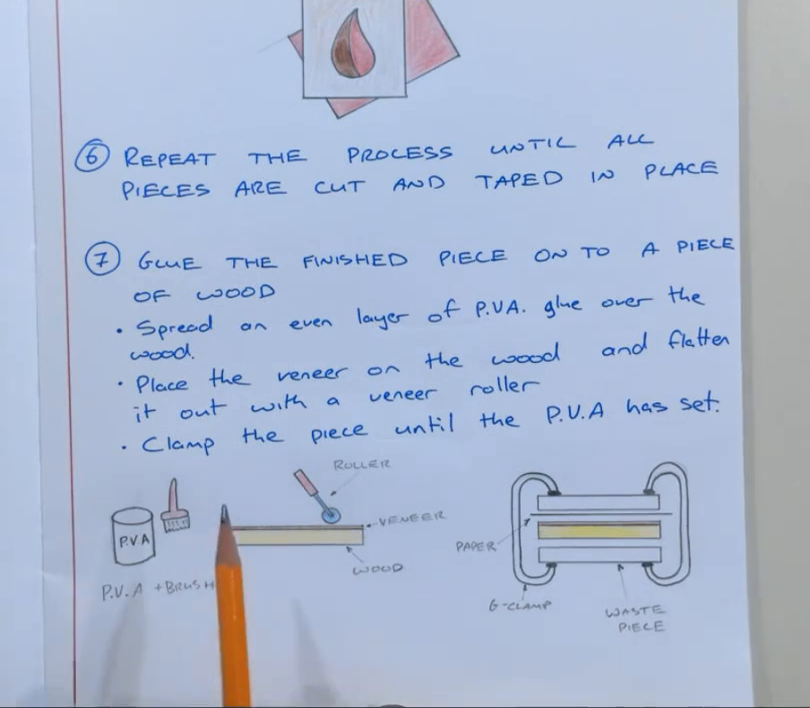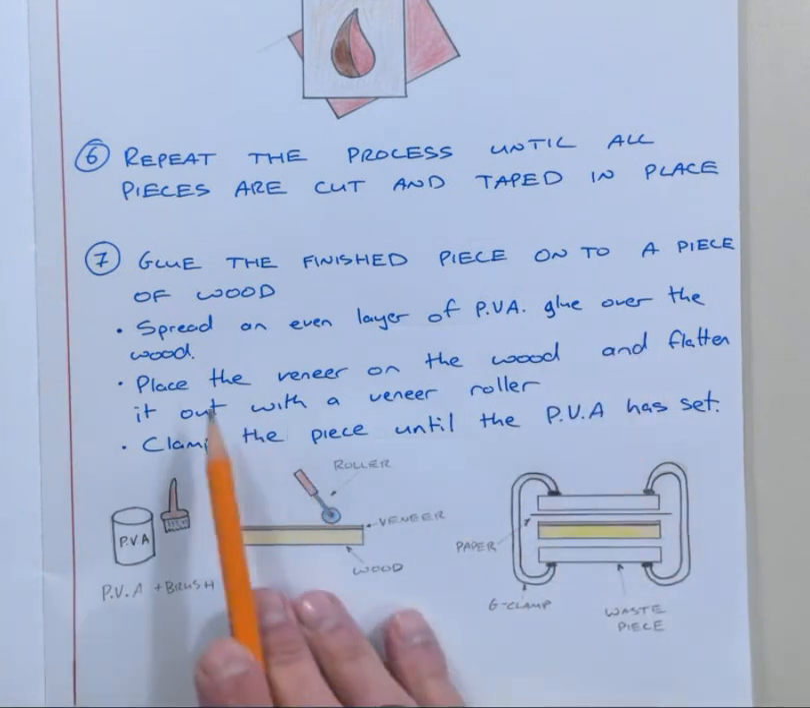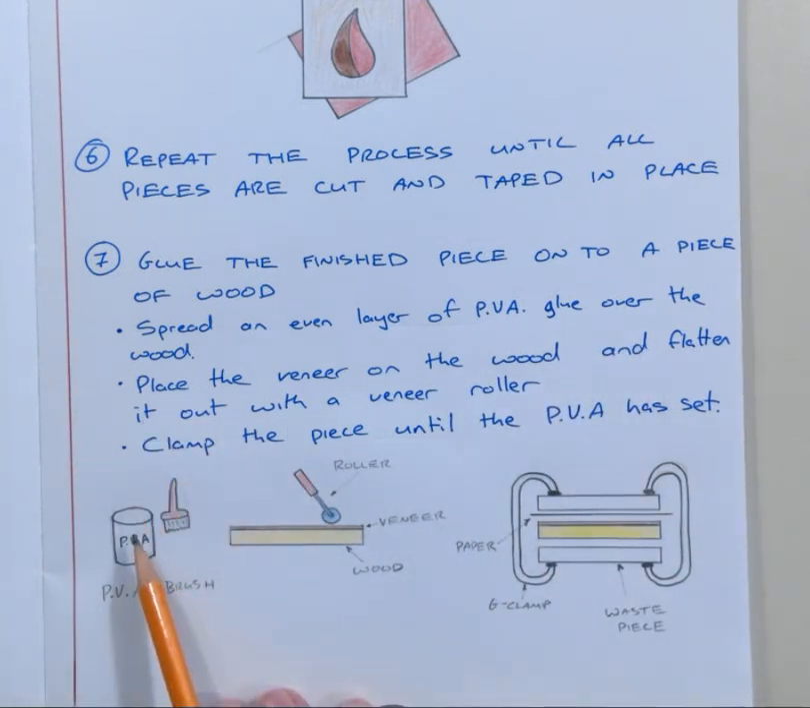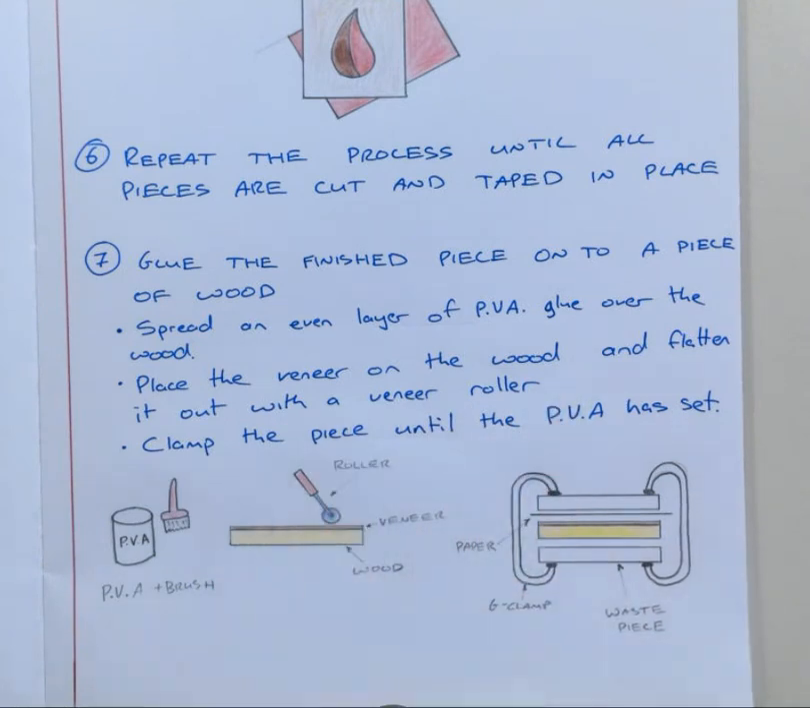So what you have to do is spread an even layer of PVA glue over the wood. You use that with your brush, just normal PVA glue and a brush. We brush on glue all over the piece of wood. We place the veneer on top of the wood and flatten it out with a veneer roller.